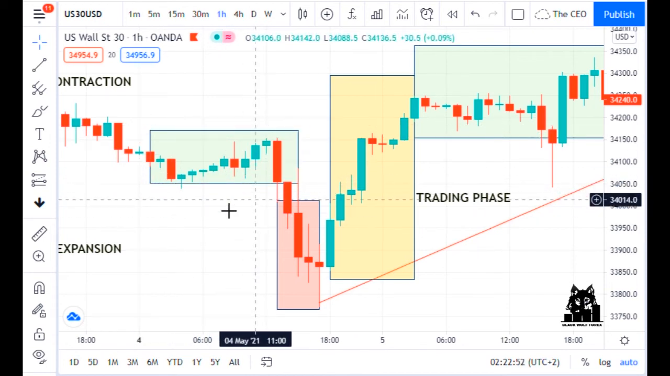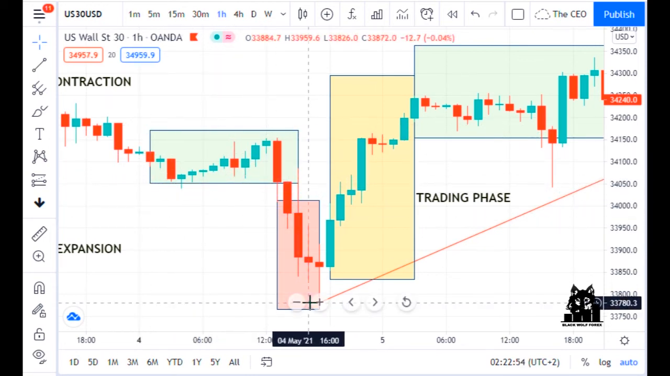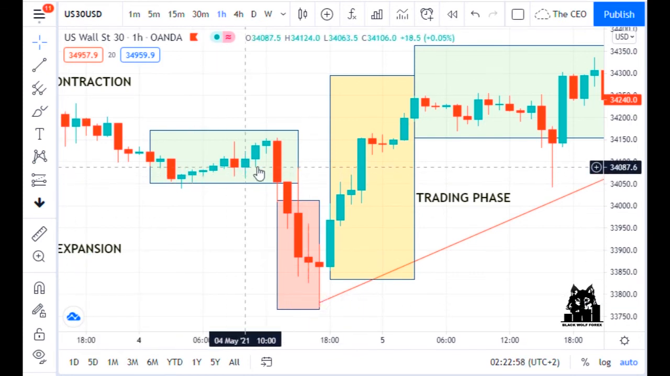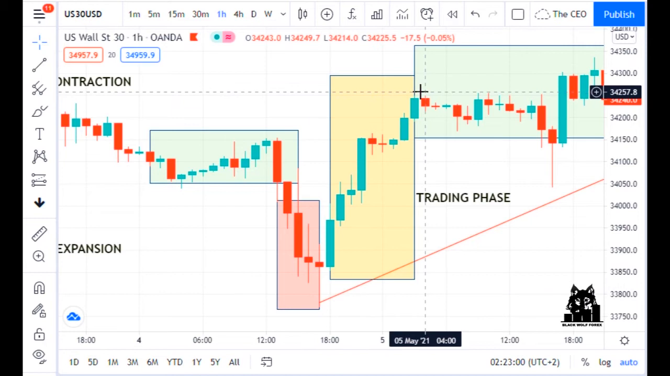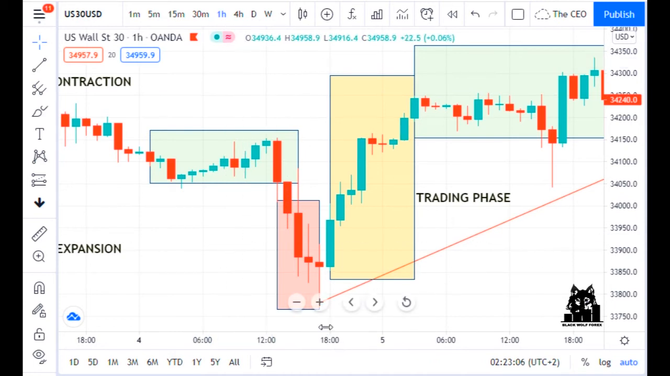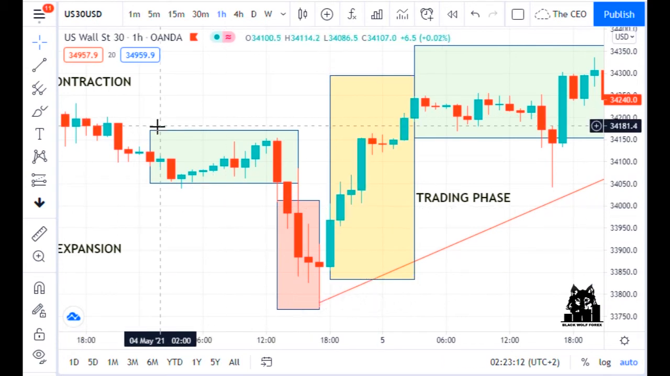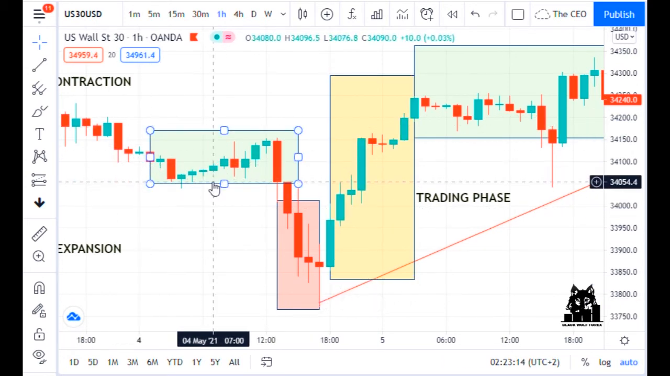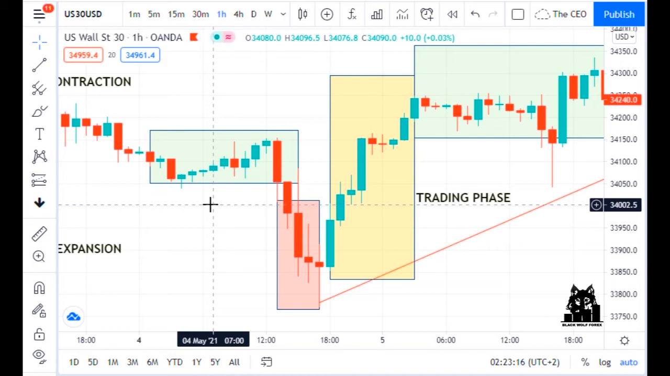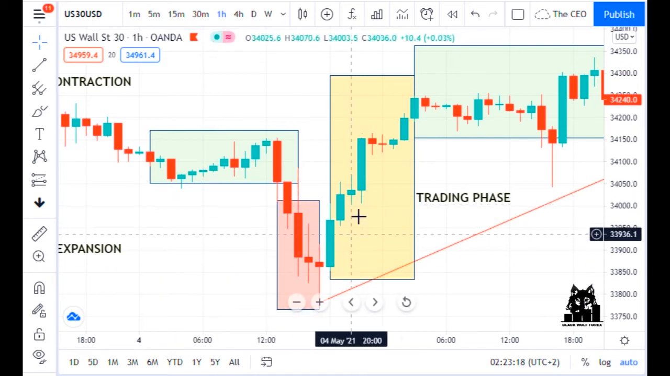The market is always moving like this: contraction, expansion, trading phase. That is your master pattern. It is always like that. And remember what I told you: always trade on your right. Always trade on your right. So obviously on our left we have our contraction phase and our expansion phase, so what we do is wait for our trading phase.